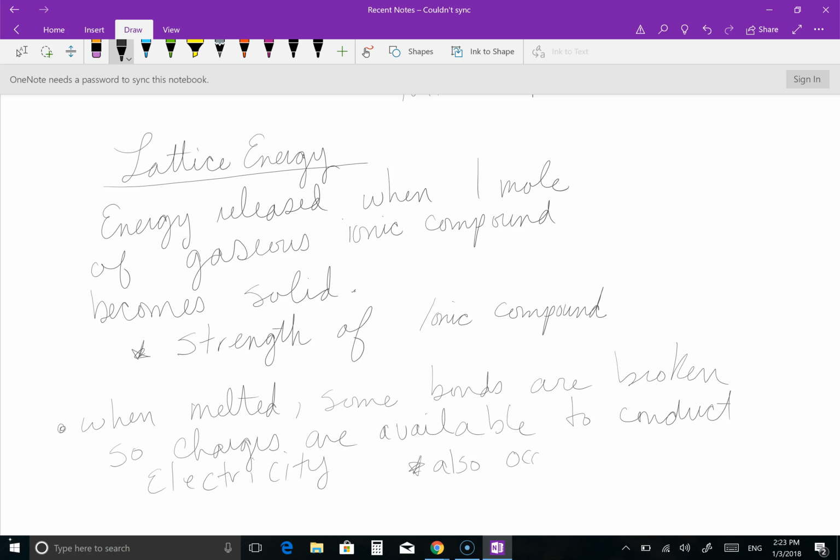This is also true when ionic compounds have been dissolved into water. The dissolving in water separates the ions into positives and negatives and allows for electricity to be passed through between the bonds.